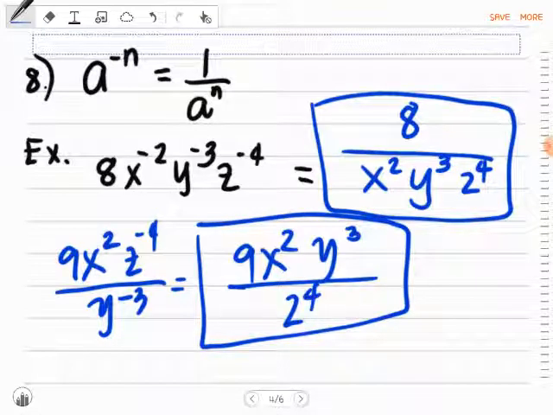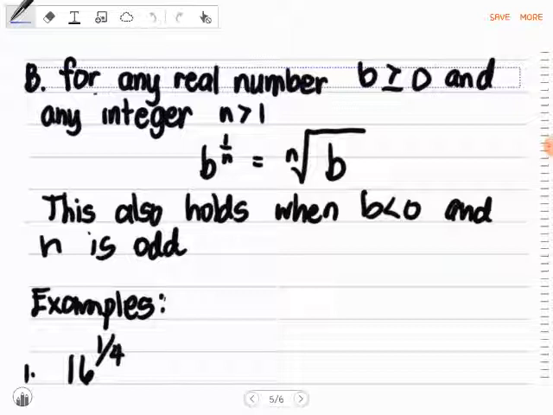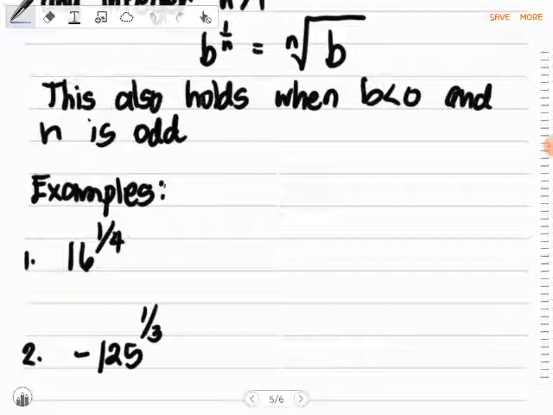Alright? So, now, another. For any real number b greater than or equal to 0, and any integer n greater than 1, b raised to 1 over n is equal to the nth root of b. This also holds when b is less than 0 and n is odd. So, examples. 16 raised to 1 over 4.